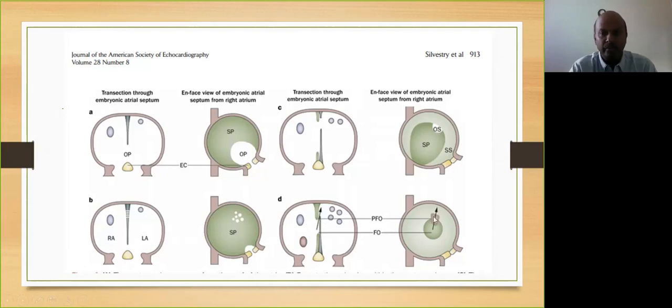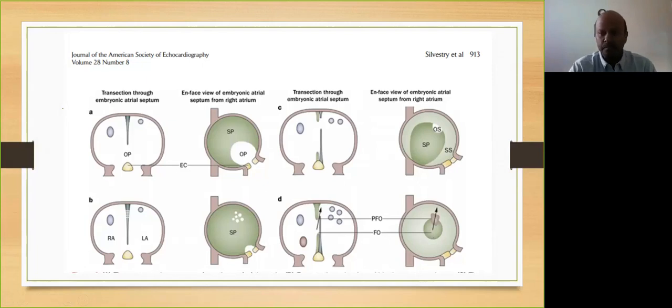So if you see here, this is the flap valve, the darker green portion is the septum primum. If you look at the end-on view, or the septum as seen from the right atrial aspect, darker is the septum primum and the lighter green is the septum secundum, and you have a communication which is closed by the septum primum on the left-hand side aspect. If you look at this, it is quite easy to understand the formation of a secundum defect.